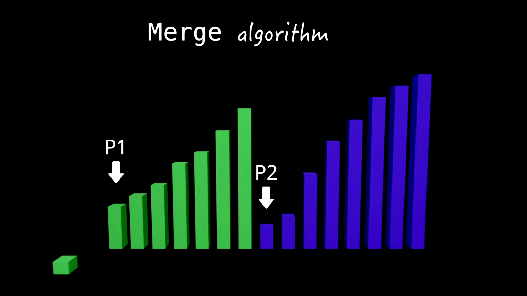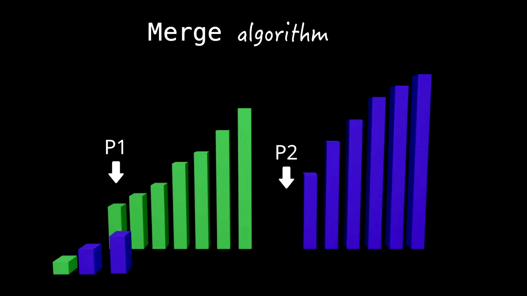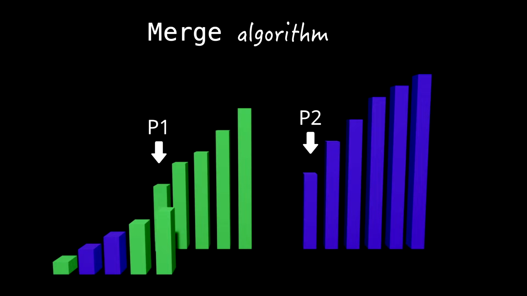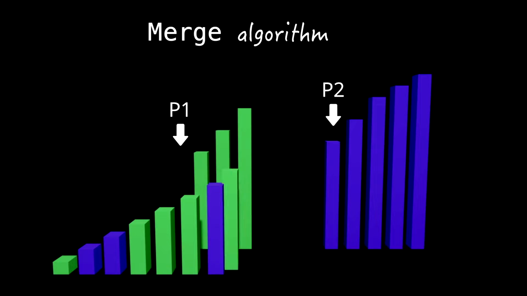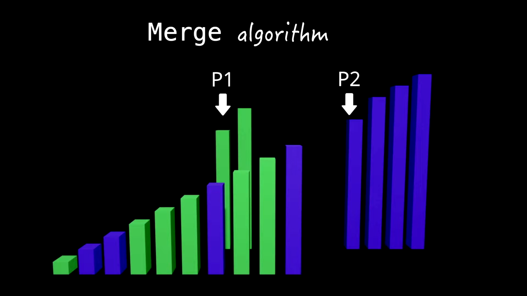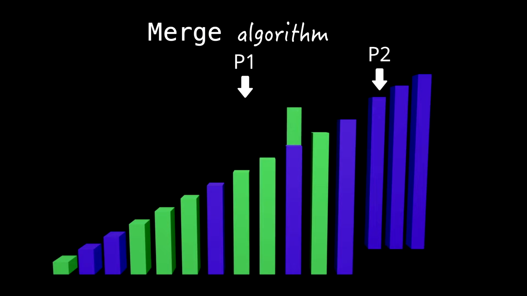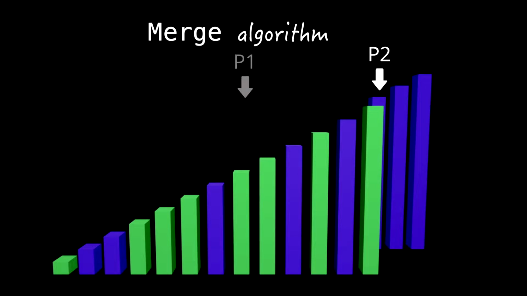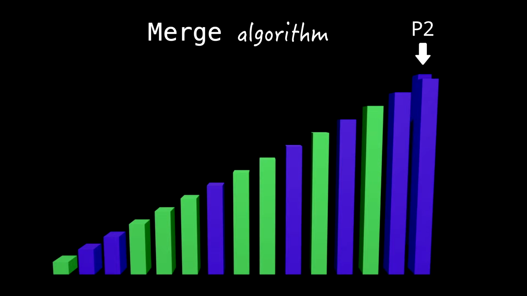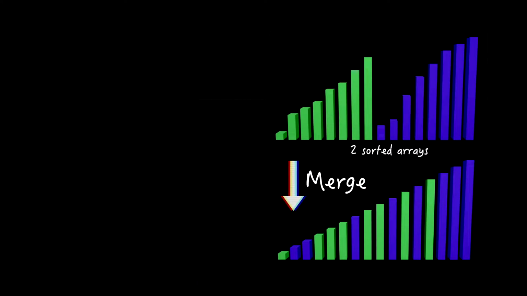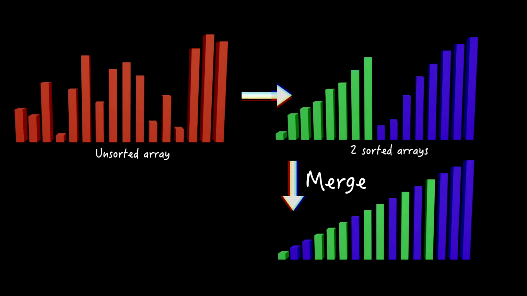Keep doing that until one of the pointers reaches the end of the array. At this point, copy over the remaining of the other array. Now we're done with the merging step. Think about this. The merging step would make sense only if we can have the two subarrays sorted, right? But how are we going to do that? This is where the recursion part kicks in.